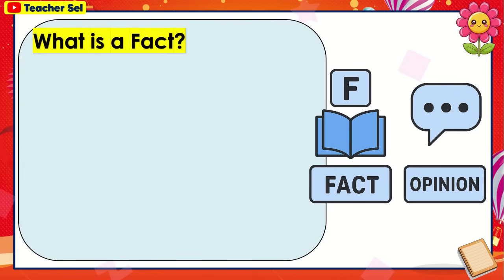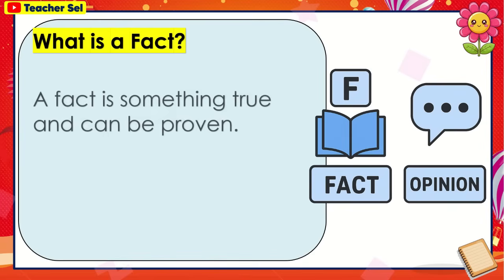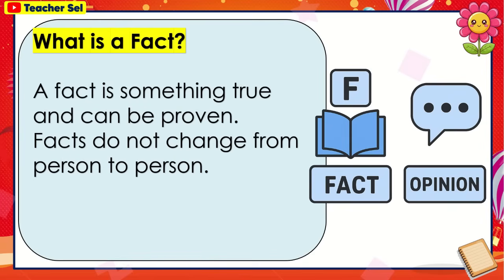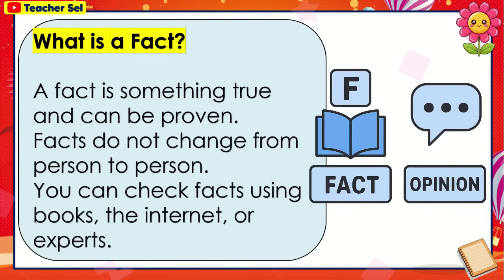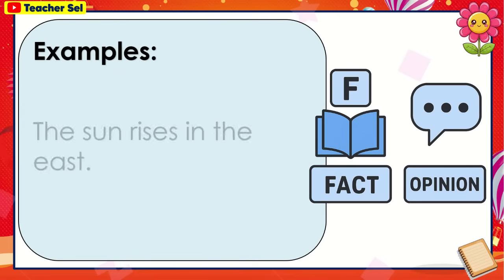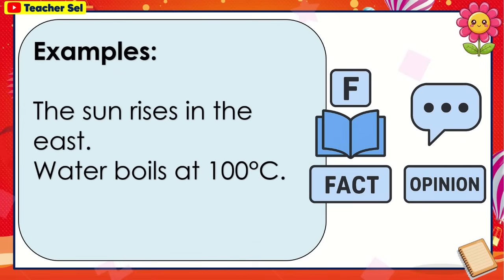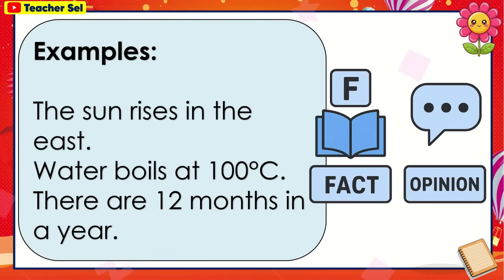Let's discuss fact and opinion. What is a fact? A fact is something true and can be proven. Facts do not change from person to person. You can check facts using books, the internet, or experts. Examples: the sun rises in the east. Water boils at 100 degrees Celsius. There are 12 months in a year.